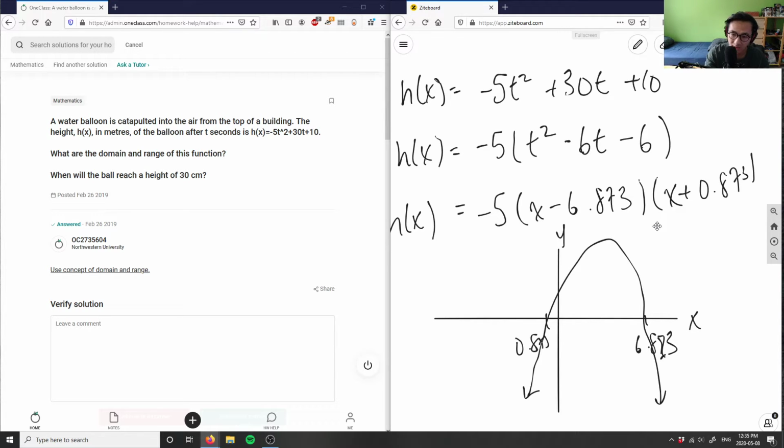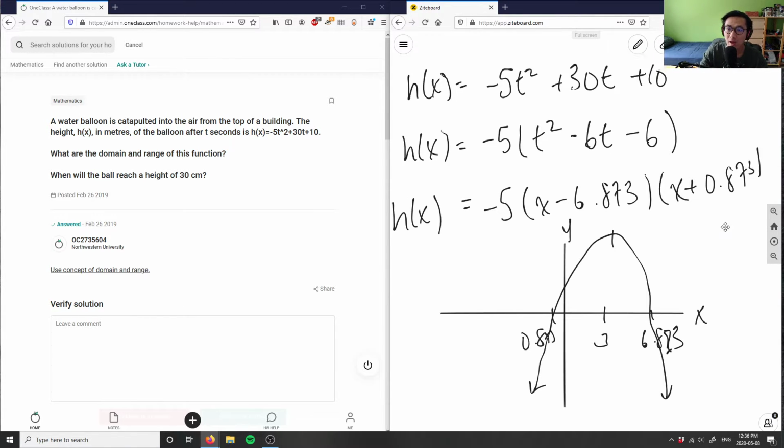So again, I have 6.873. I'm going to add that to negative 0.873 to get, again, a value of 6. I divide it by 2 here. It's going to be 3. So therefore, at 3 here is going to be my vertex, right?